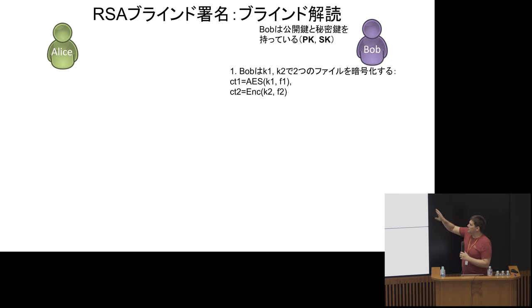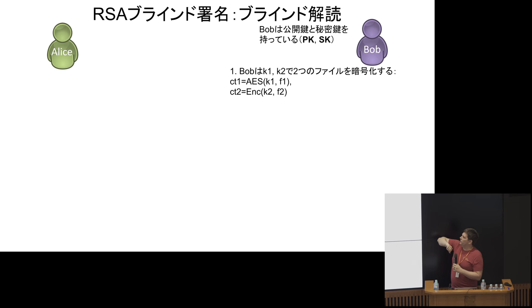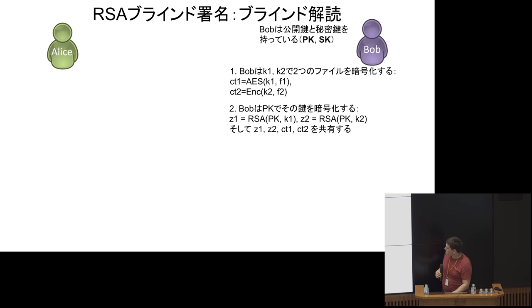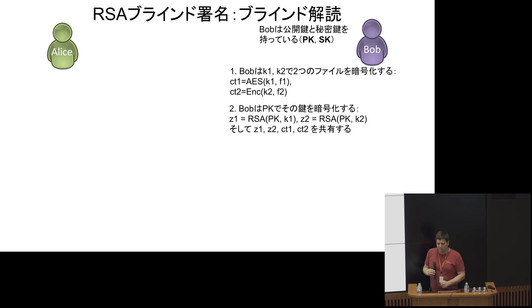What Bob's going to do in this scenario is encrypt two files using AES, using key one and key two. The encryptions of these files will be ciphertext one and ciphertext two. Bob's going to use his public key to also encrypt key one and key two under his public key. The goal here is that Alice is going to request a decryption, and Bob won't know which file Alice decrypted.